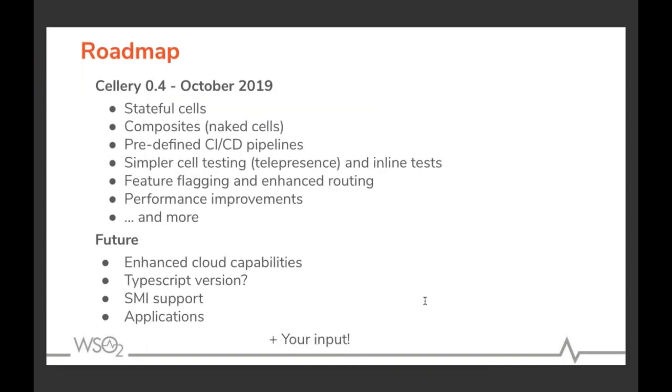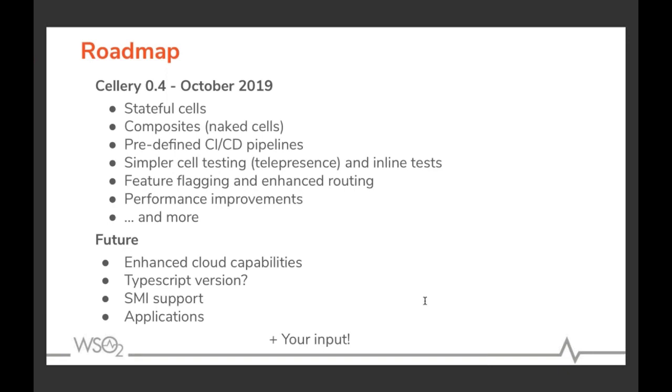We plan another release in October, which is going to add stateful cells. We also want to add a simpler model called a composite, which is basically like a naked cell. In other words, we believe the cell architecture is really important, but some people want to use this without that concept of a cell gateway and so forth. They just want to use it to deploy a set of related services as a composite. We've done a lot of work on how this fits into your existing Kubernetes CI/CD pipelines, but we want to predefine some of those and make some of those available. We also are doing a lot of improvements to the cell testing. We have some other things and some performance improvements that we're building in.